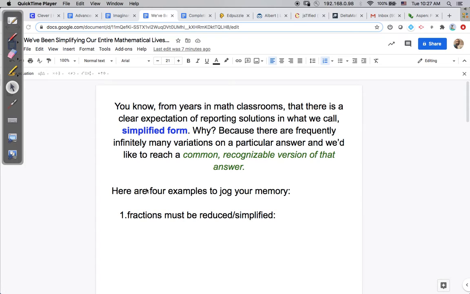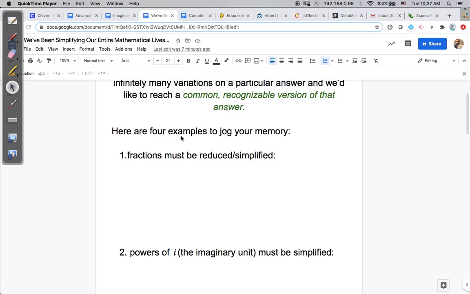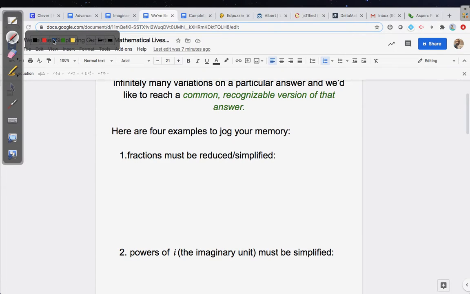Let's start with the most basic, and that is that fractions must always be reduced or simplified, except in extenuating circumstances. But by and large, if you meet a fraction, you have to simplify it. So a common example would be I'm working on a problem and I end up with the answer 75 hundredths. That's a legitimate answer, but because there are infinitely many variations of it, let's say that I take it down to the form 15 twentieths. That is not entirely simplified at this point.